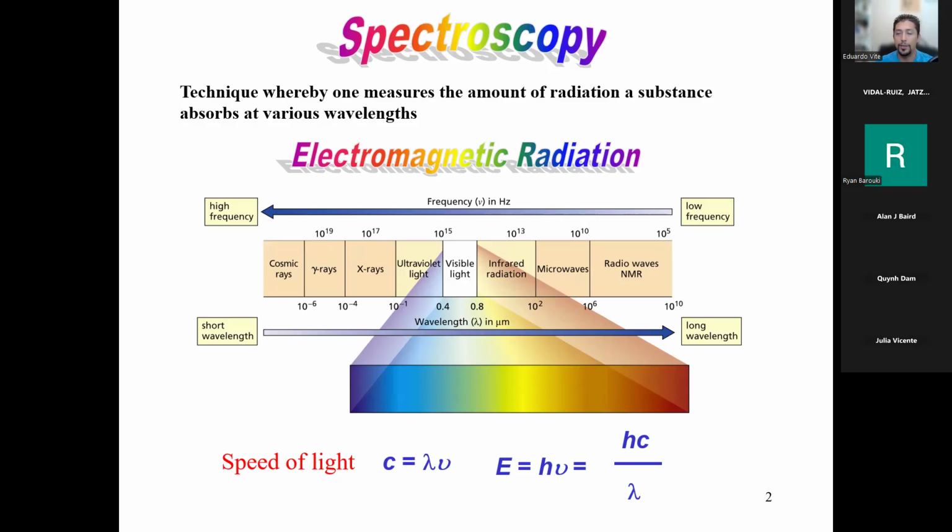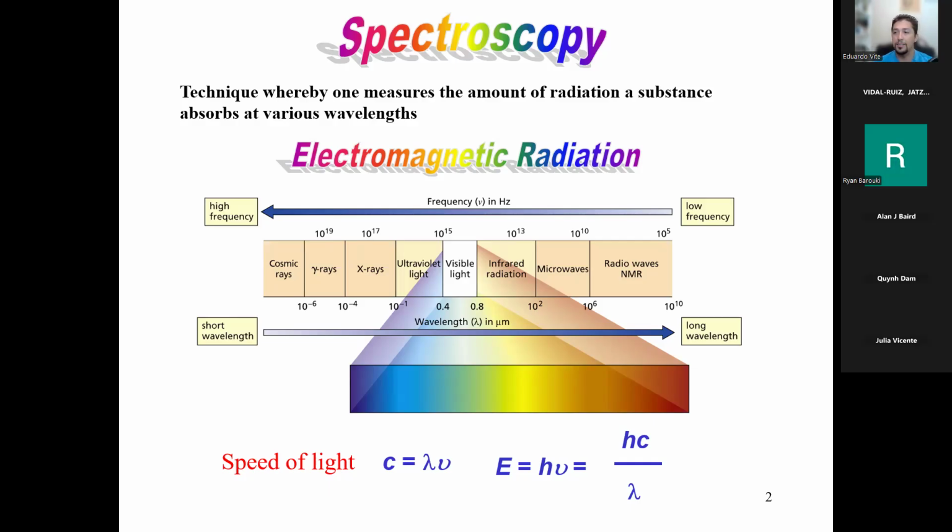400 to 700 nanometers. ROY G. BIV, the rainbow, right? ROY G. BIV is the mnemonic: red, orange, yellow, green, blue, indigo, violet. So that is the rainbow colors. That is only a very small amount of the entire electromagnetic spectrum. There are significantly longer wavelengths and significantly shorter wavelengths. We can only see the ones from 400 to 700 nanometers.